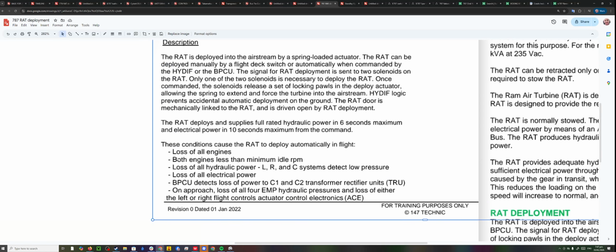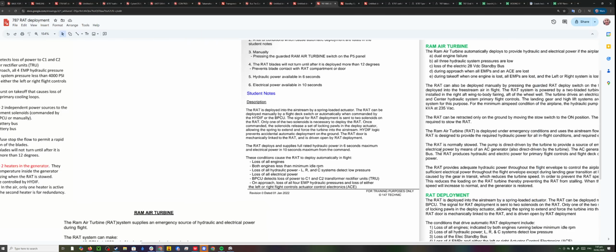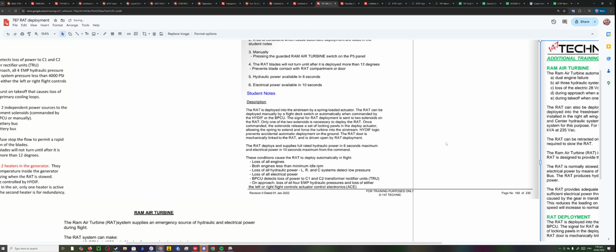Okay, so now they've gone and done that same thing before. New line items, but they haven't got any bold. But then the same document, right? Loss of all electrical power. All right, and here's the description of that. BPCU detects loss of power to C1 and C2 transformer rectifier units. And then the same document, so that was in page 169.